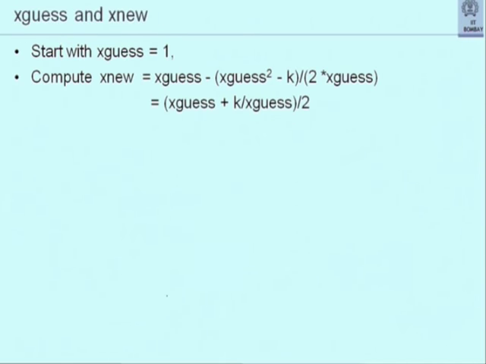Having seen this, I start with a value of x guess. Some arbitrary value has to be started. In this particular case, it can be mathematically proven that the value 1 will always go towards the root if it is used as a starting point.